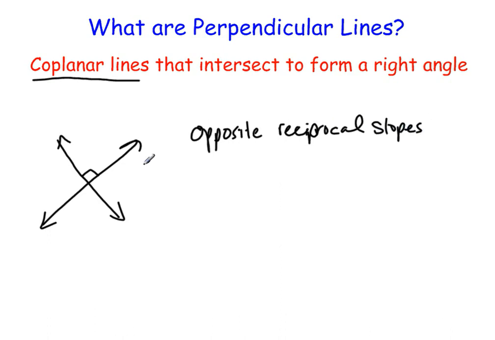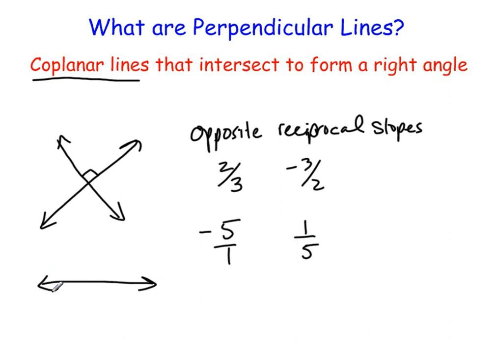So what that means is if one slope is 2/3, the other one is negative 3/2. The negative is the opposite part, and the reciprocal is flipping the fraction. What if the first one was negative 5? Well, let's look at this as a fraction. That means the next one would be a positive 1/5. Now we have some special cases.